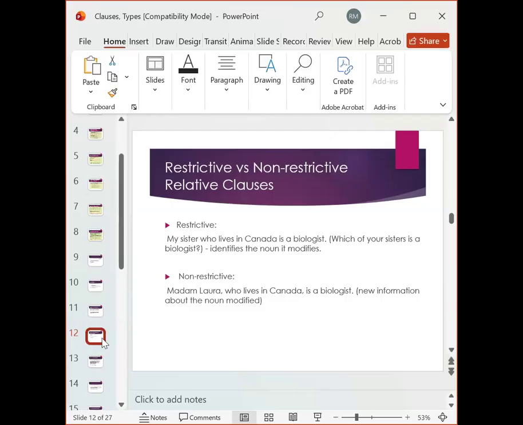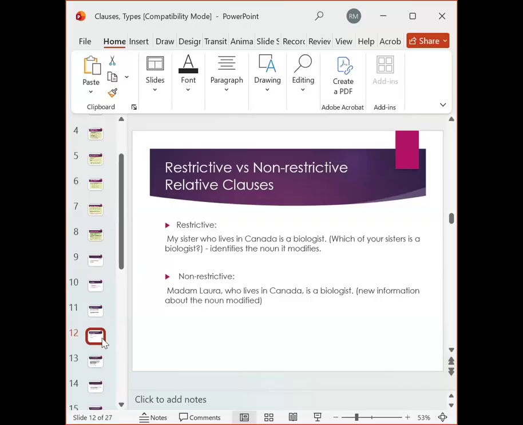So Madame Laura, who lives in Canada, in this context, we're just adding additional information. But it is not to restrict the meaning of Madame Laura. Madame Laura, by its proper noun nature, identifies itself and doesn't need who lives in Canada to make a complete identification of Madame Laura. So that is the whole concept.